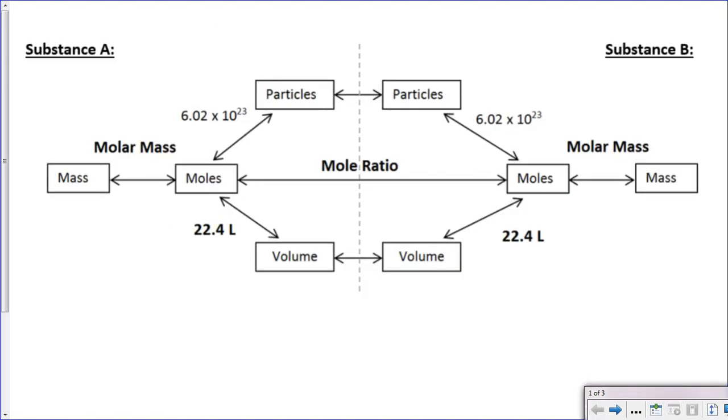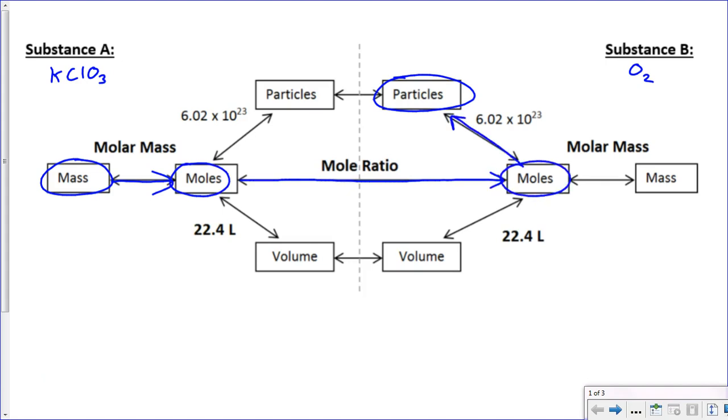So going back here to map out this problem, the substance we're starting with is KClO3. All right, we're trying to go to molecules of O2. So where we're starting here is grams, so we start with mass, and where we're trying to end up is molecules, which is particles of O2. There are a couple of different paths that you can take, but unless you're going directly particles to particles or directly volume to volume, I would ignore the top and bottom paths on that mole ratio. So we're going to go from mass to moles for KClO3. All right, and then we're going to go from moles of KClO3 to moles of O2, and then once we're in moles of O2, we can get to particles.